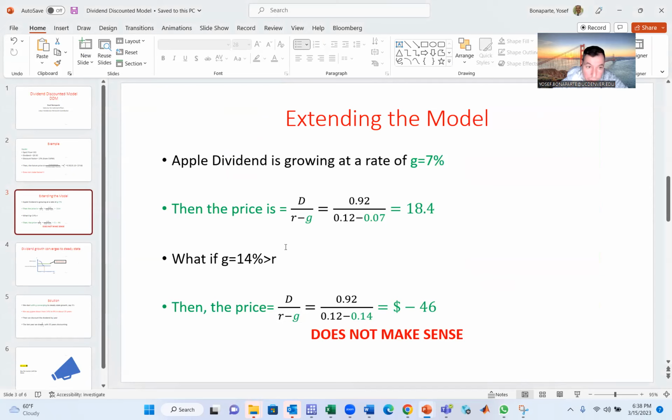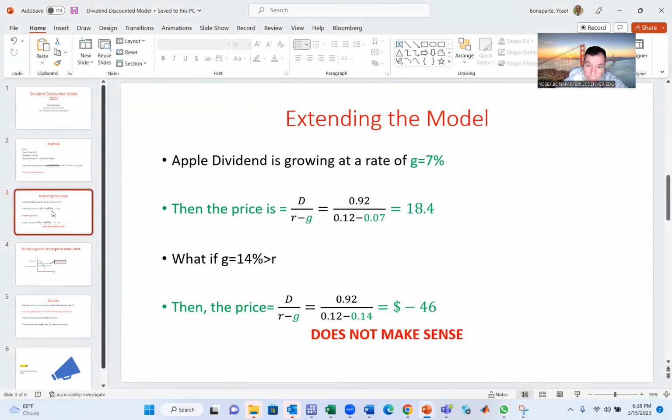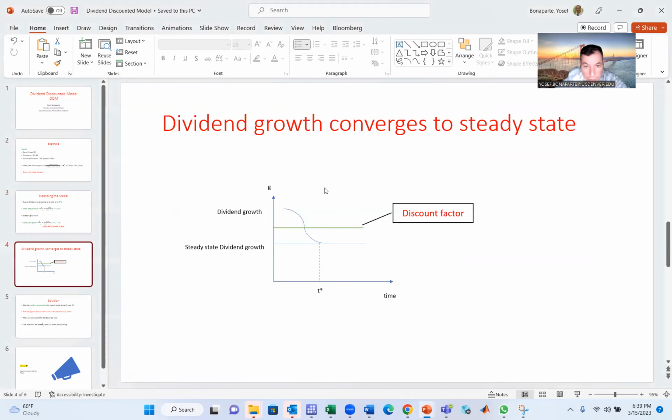And a plus, without dividend growth the price is 7.66. So why would the growth make the price become negative? It should be higher. So that means this model is wrong. The textbooks that you learned from before are wrong. The professor did not give you the right story. Here's the way to deal with it.